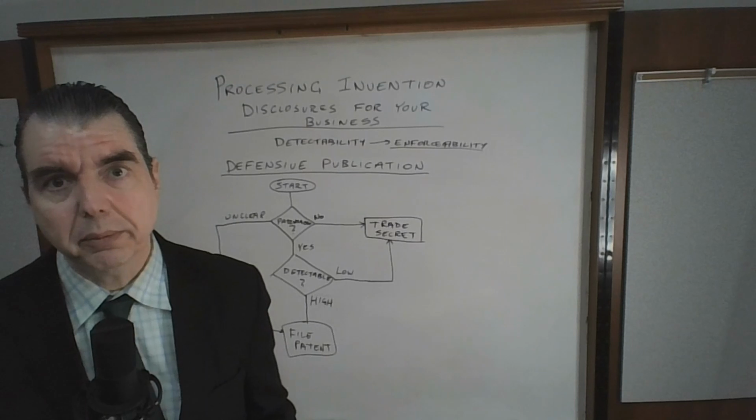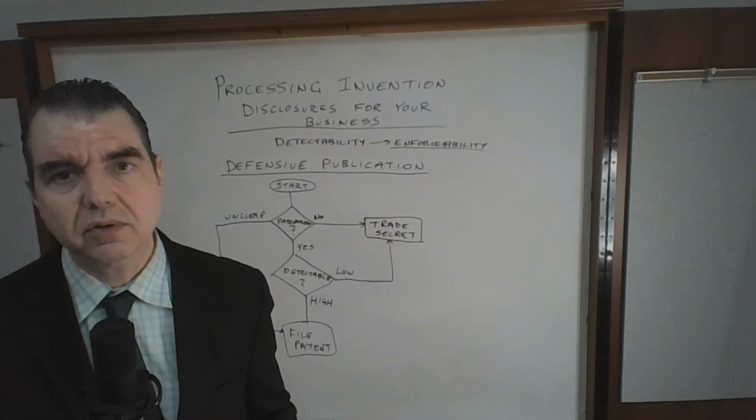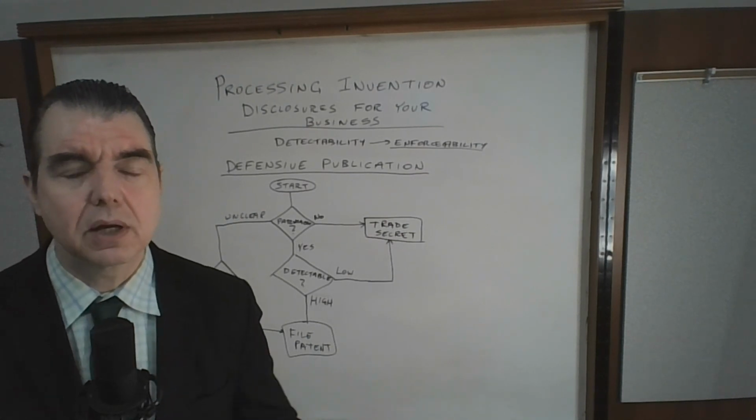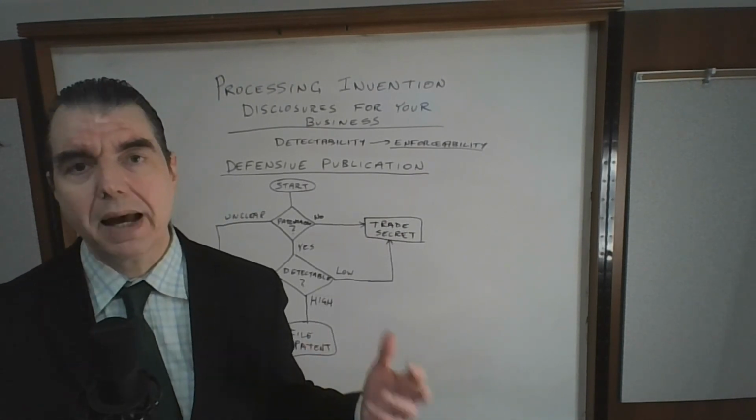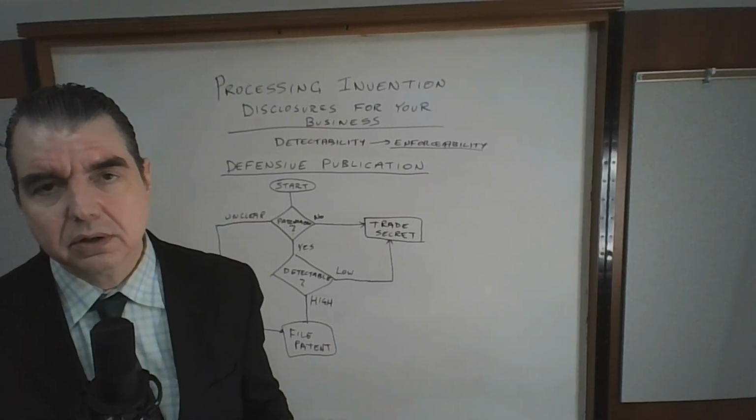So defensive publication, it's a tool that you can use to create prior art to prevent somebody else from getting a patent on an invention that you have that you don't want to be patented and enforced against you and your business.